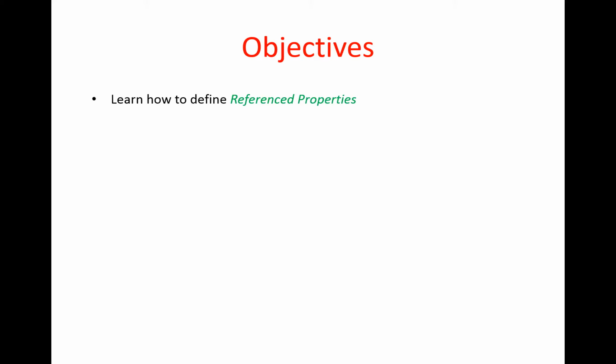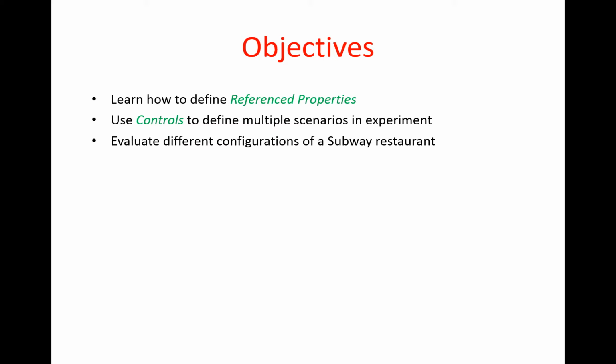As for the objectives, we're going to learn how to define reference properties to assign values to different object properties in our model. We will also learn about experiment controls and how we can define multiple scenarios in one experiment to perform comparisons. Specifically, we would like to evaluate different configurations of a Subway restaurant, and in order to perform comparisons, we will look at side-by-side smart plots. So we're going to talk about how we can interpret the results by looking at the side-by-side smart plots as a result of using controls in our experiment.